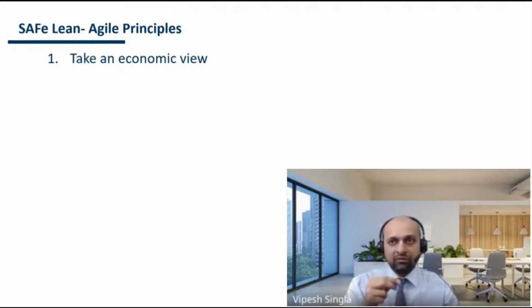Then the next point we should consider here is we should deliver each and every feature early and often. What that means is the earlier we deliver any feature, the more value our customers are going to get from it. That's the core idea. And the more you delay the delivery of a feature, the value which the customer is going to achieve from it will keep on reducing as time passes. So that's why we should deliver early and often.